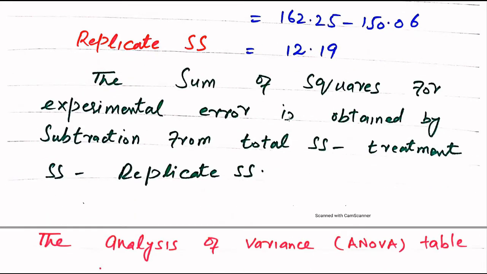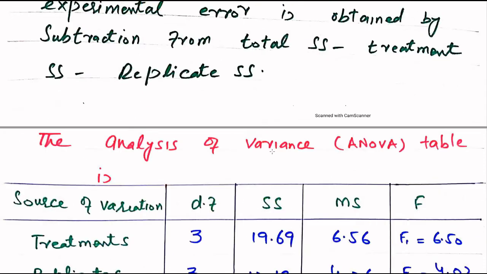The sum of square for experimental error is obtained by subtraction: total sum of square minus treatment sum of square minus replication sum of square. So we can obtain the error sum of square by using this formula.